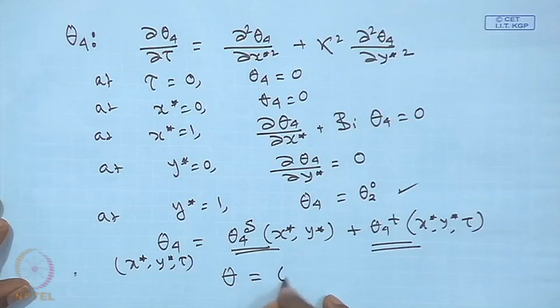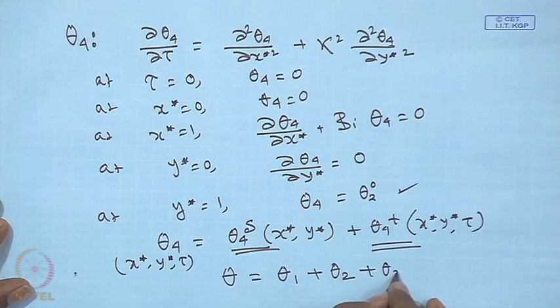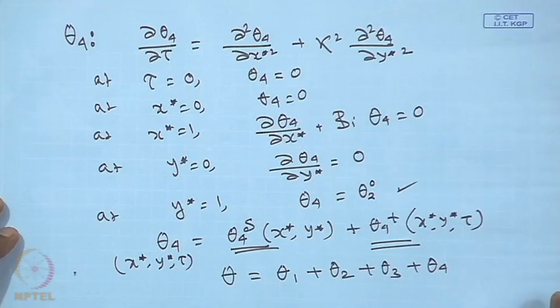So, we will get the complete overall solution as theta is equal to theta 1 plus theta 2 plus theta 3 plus theta 4, and thus an actual chemical engineering 3-dimensional problem can be reduced into 4 sub problems, and we can get the solution by doing a linear superposition of all the individual solutions.